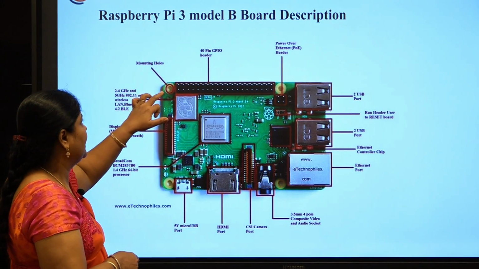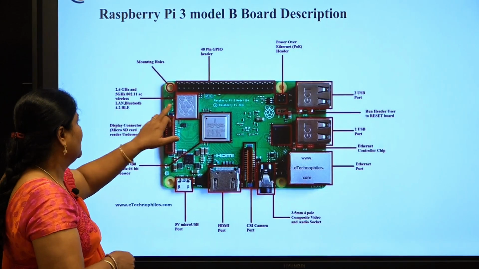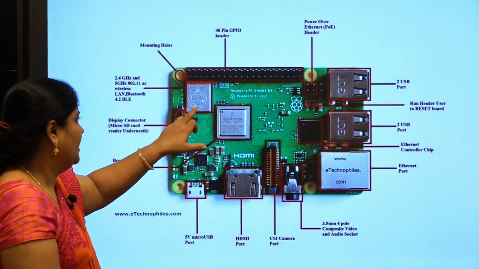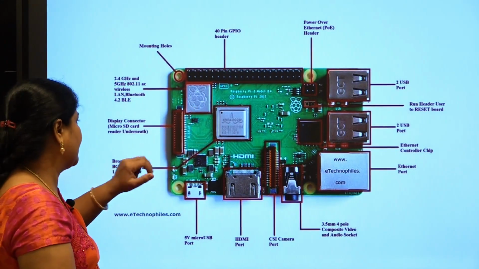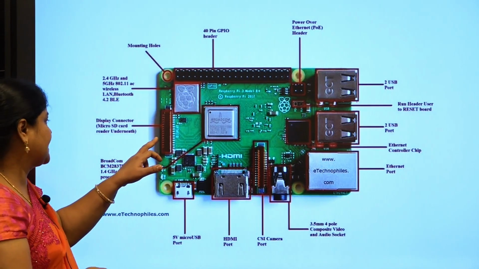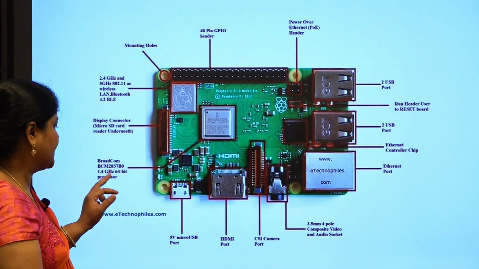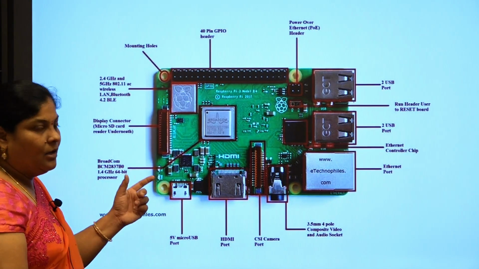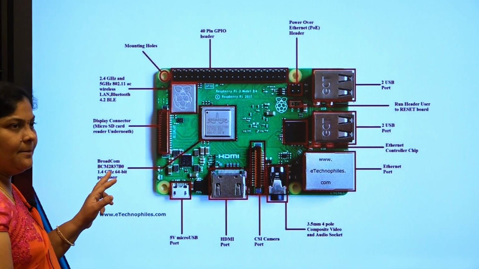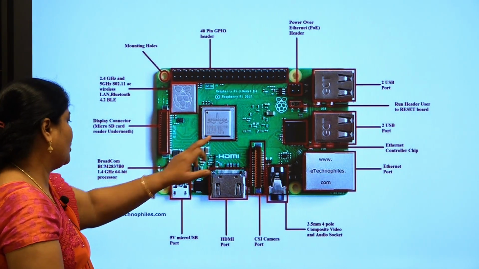So, first here it is mounting holes, and this part is called as Bluetooth or LAN connection, and you can also see the Raspberry Pi fruit symbol. Next, this is called as display connector, micro SD card. Next, you have Broadcom processor. This is the main thing or a brain of the total Raspberry Pi board. Broadcom BCM 2837. This is called as Broadcom processor.